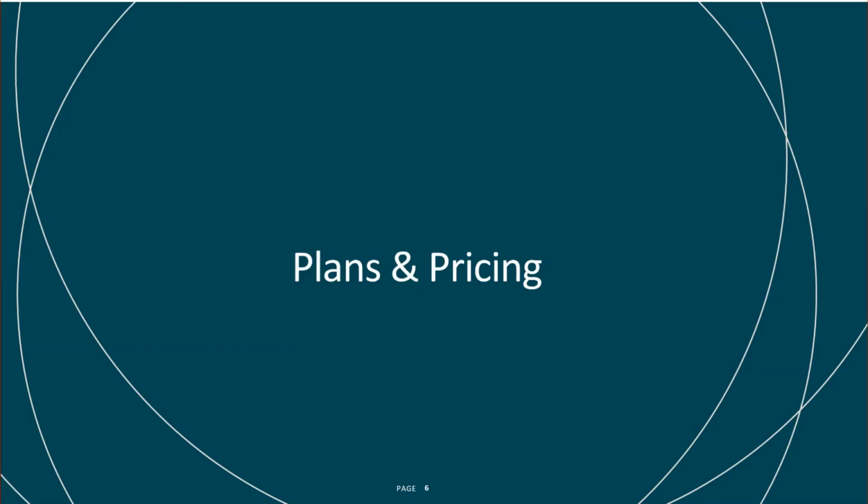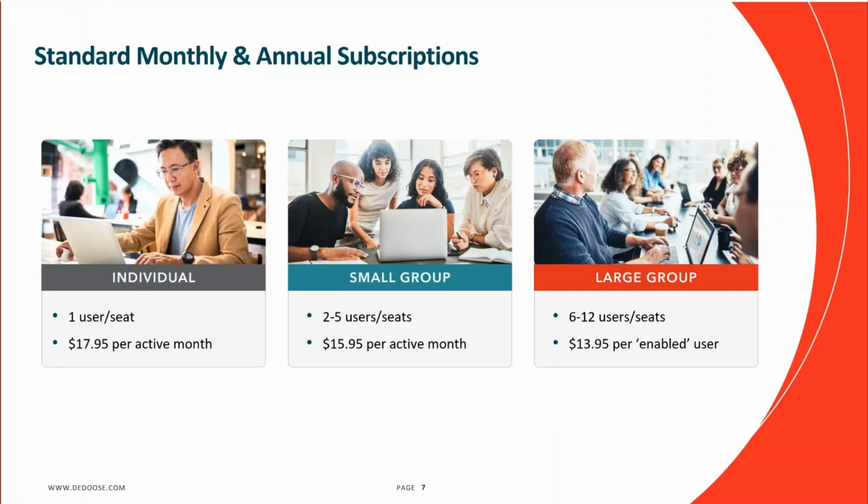Now for a couple notes on plans and pricing. So our standard monthly plans, you can do them both on a month-to-month basis or prepay for an annual plan. Your individual plan, so just one user, that's just under $18 per active month.